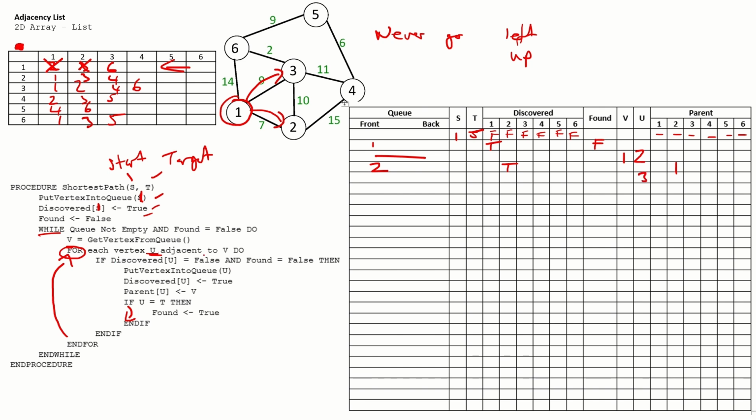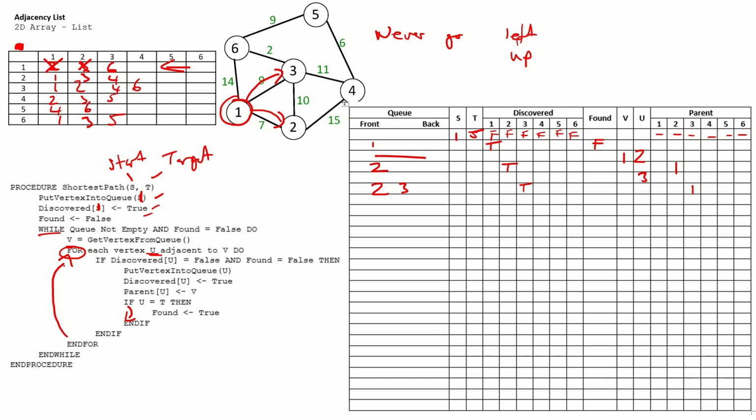And if discovered U is false, if discovered 3 is false, and it is, and found is false, and it is, then put vertex into queue U. Put the 3 into the queue. So 2 is already in the queue. We'll put the 3 in the queue behind it. It's that one done. Discovered U is true, so discovered 3, we'll set that to true. Parent of U is V. Parent of 3 is 1. There we go. If U is the target, U is not the target, so skip that.